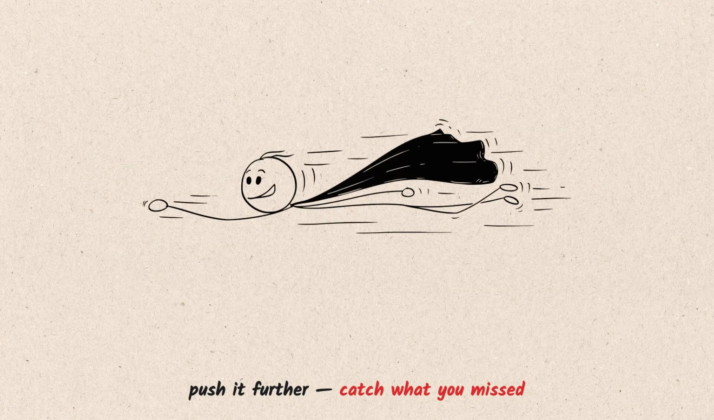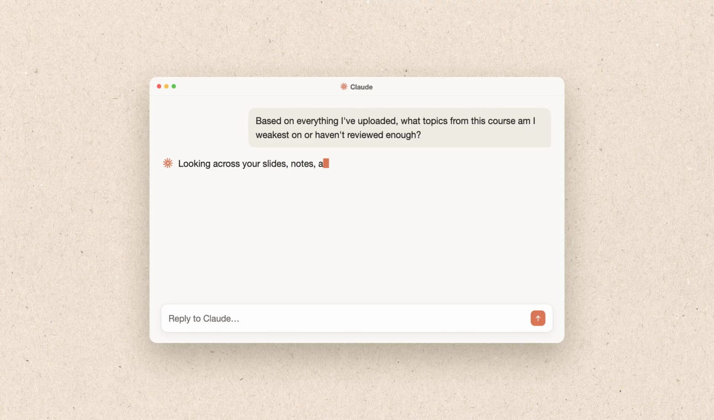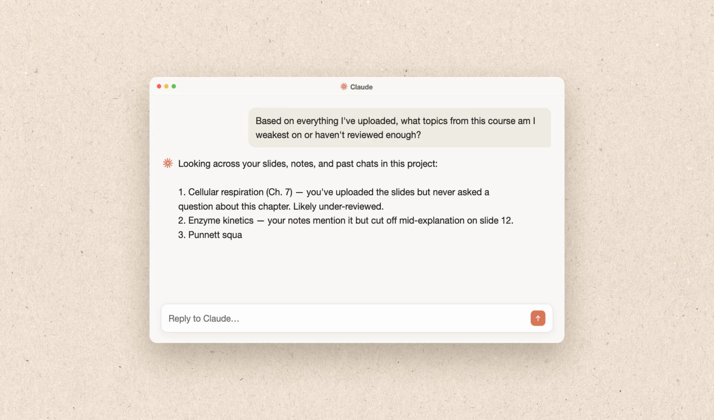It should catch what you missed. Ask it what you're weak on, so it's not just retrieving facts. It's cross-referencing your own material against itself and flagging the gap. That's something you could not do by skimming your own notes at midnight. You'd have to already know what you don't know.